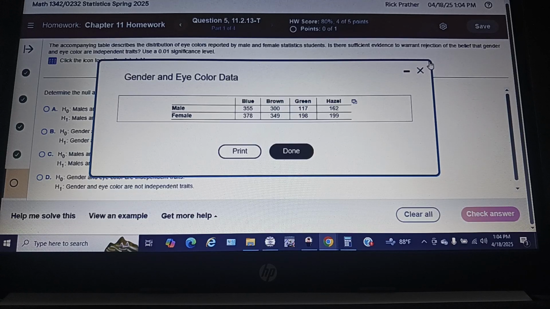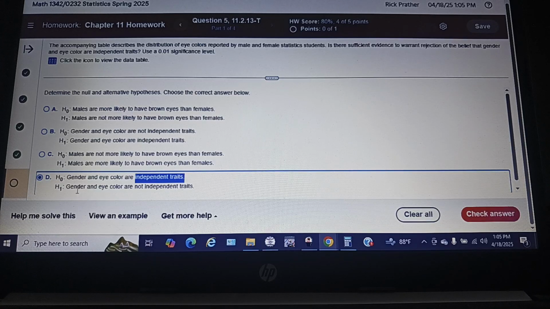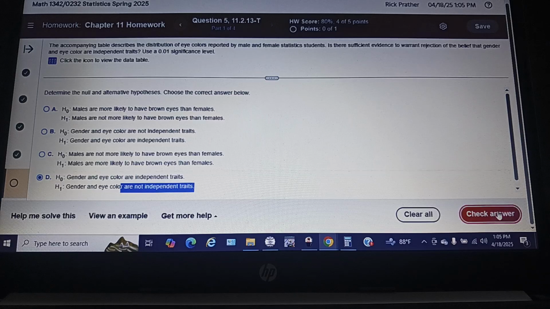So the null is definitely that the eye color and the gender are independent. Gender and eye color are independent. And then the alternate is that they're dependent or not independent. So this is definitely D.